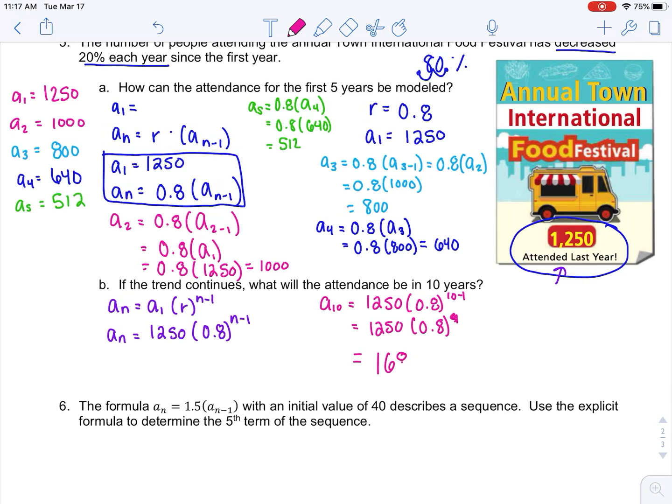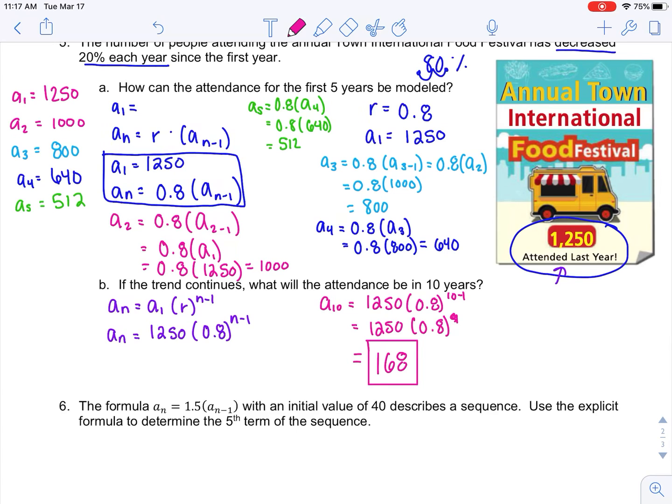Which should give you 168. Which means in 10 years, only 168 people will come to the annual Town International Food Festival, which is kind of sad. Wish more people would attend.